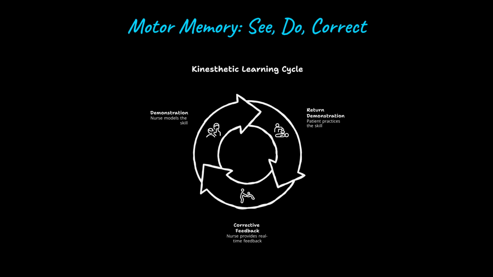Watching activates mirror neurons, and physically performing the skill builds a procedural pathway that doesn't require conscious recall. Immediate corrective feedback closes the loop, catching errors while the motor memory is still forming. The correct strategy for a kinesthetic learner pairs demonstration, return demonstration, and real-time feedback, sometimes called the see one, do one approach. This is fundamentally different from handing a patient a pamphlet, which feels thorough but matches the wrong channel.